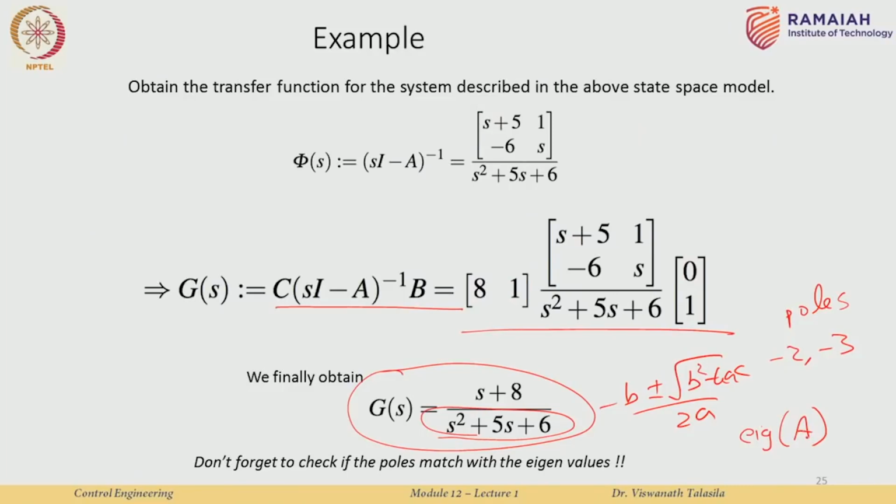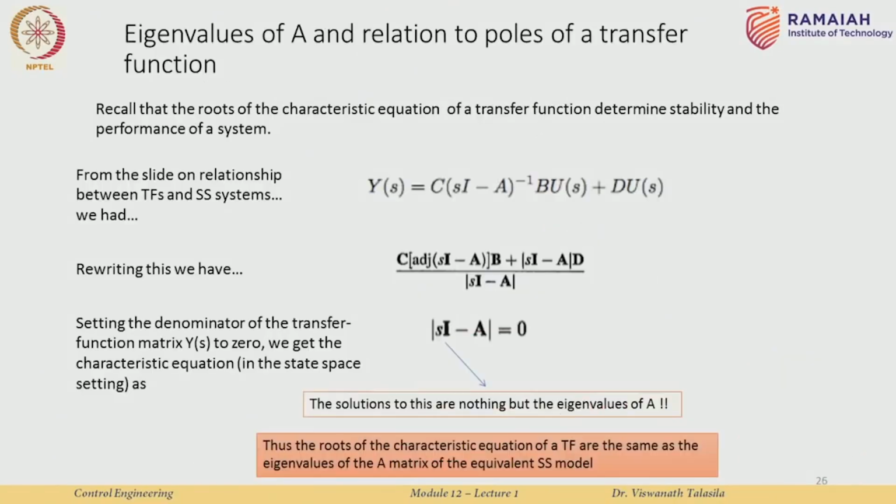So, if you compute the eigenvalues of the matrix A, it turns out you will also get minus 2 and minus 3. Now, let us see why this is actually true. The eigenvalues of A and the relationship to the poles of the transfer function: as we can conclude in this last line, the roots of the characteristic equation of a transfer function, which are the poles, are exactly the same as the eigenvalues of the A matrix of the equivalent state space model.